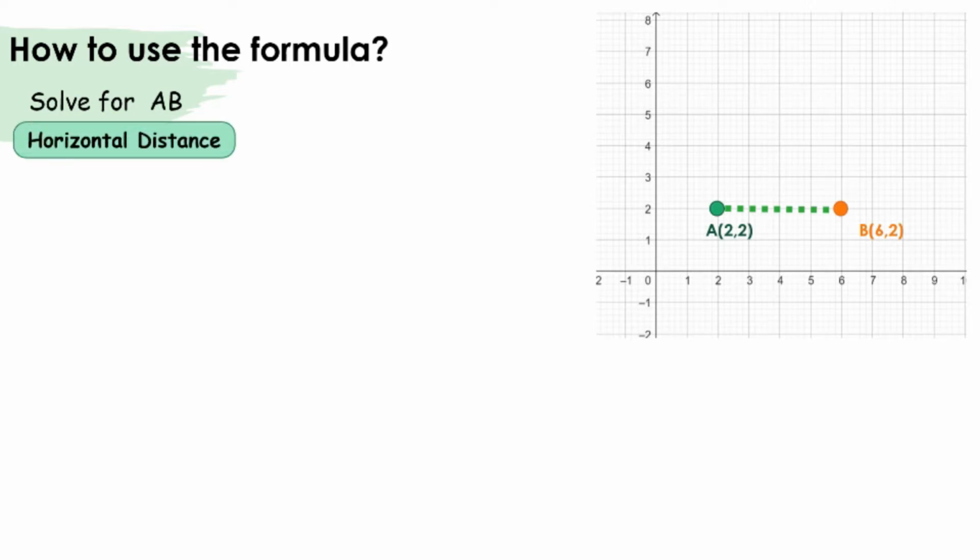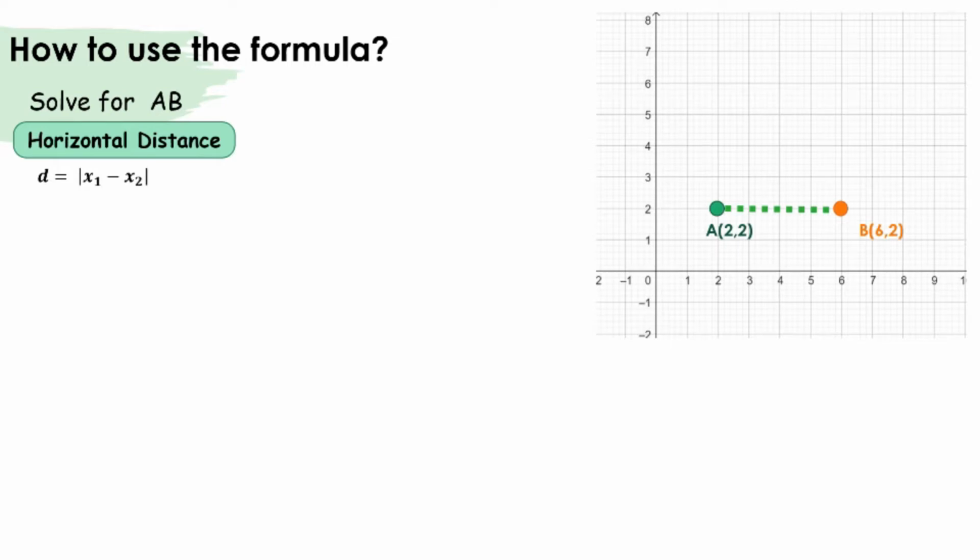Okay, so how to use the formula? So let's have a Cartesian plane, and let's have point A with coordinates 2, 2, and point B with coordinates 6, 2. So suppose you want to find the distance of AB or solve for AB. So to do that, you identify first if it is horizontal, diagonal, or vertical. And on this one, these points are horizontally aligned. So therefore, we will have the formula for horizontal distance, which is D is equal to the absolute value of x sub 1 minus x sub 2.